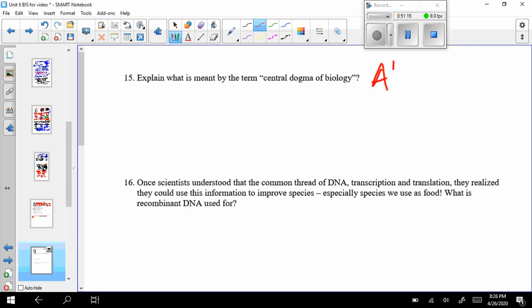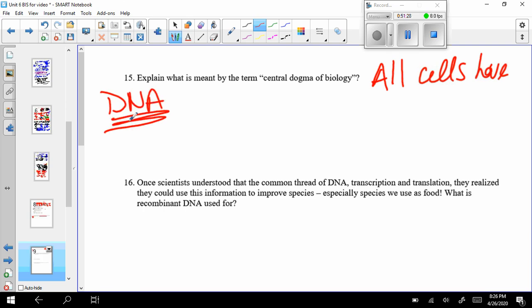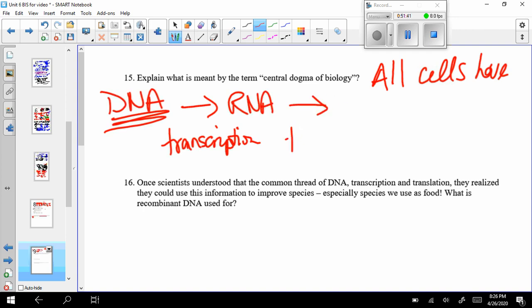So this is that all cells have DNA. Every living cell has DNA. And then DNA goes through the process of transcription to make RNA. And then RNA goes to ribosomes in every single cell and goes through the process of translation to build proteins. So no matter if you are a turtle or a human, you have DNA, you make RNA through the process of transcription, and you make proteins through the process of translation.